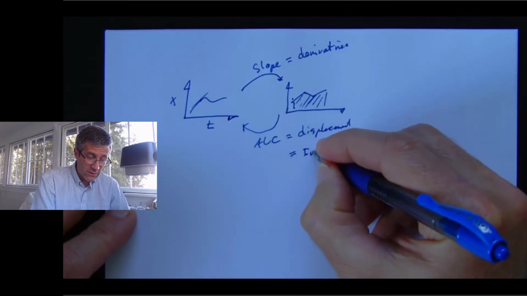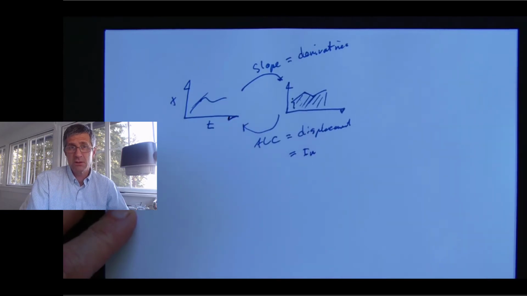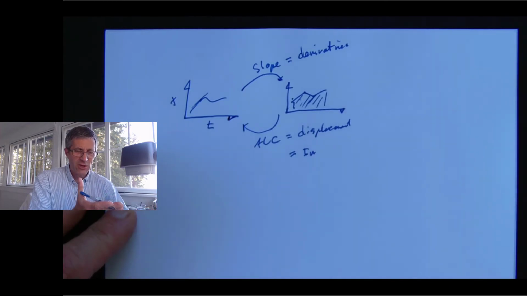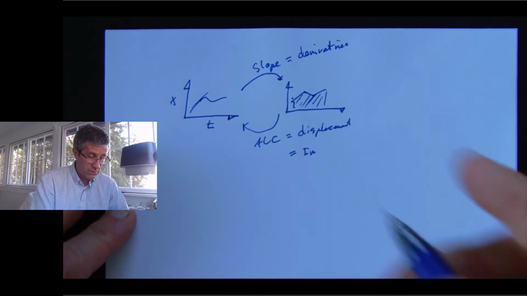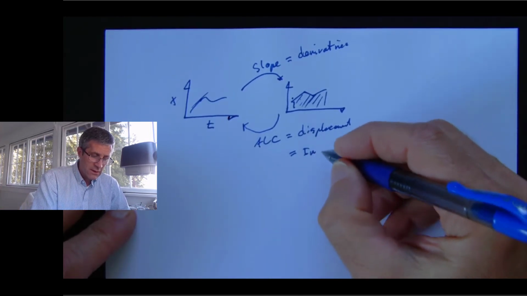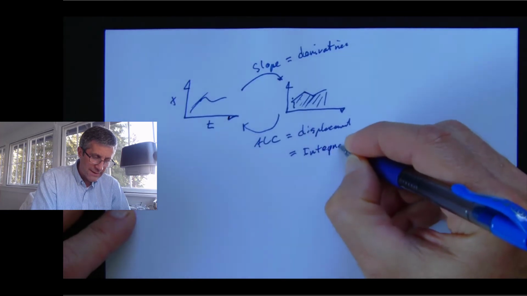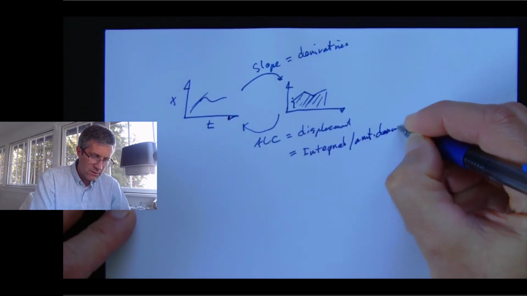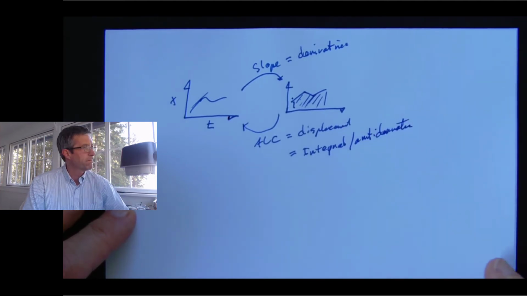A lot of times we'll call this an antiderivative because it's the reverse of a derivative. If you take the derivative of something, you should be able to take the integral of that and get back to where you started. So one way to test integrals is to take the derivative and see if you get back to what you started with. So integrals, or antiderivatives, mean the same thing.